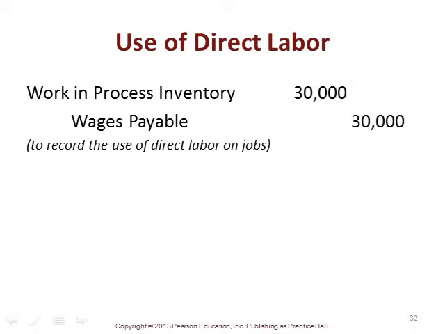And so in this example, we're recording the use of direct labor on jobs. People fill out their timesheets, they identify a job code, and while the inventory is being built, the debit goes to work in process, and we create a wages payable liability account until we pay the wages, which then credits cash and debits wages payable.